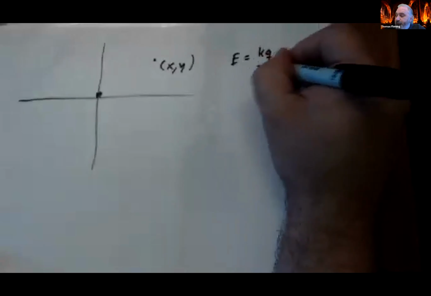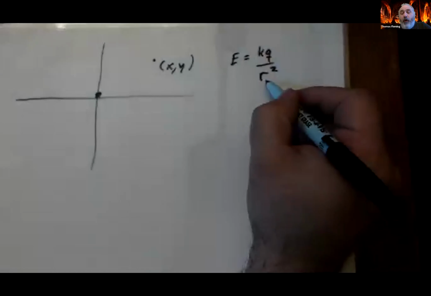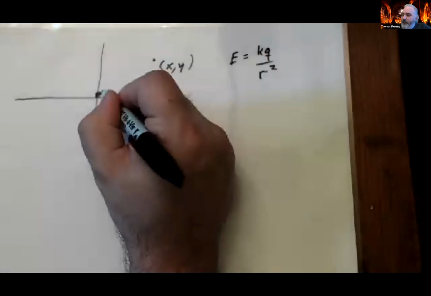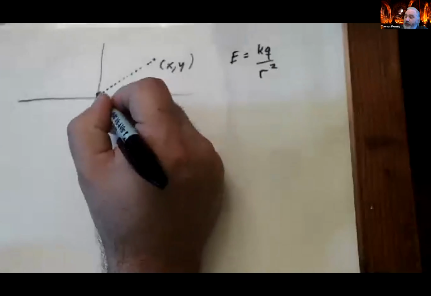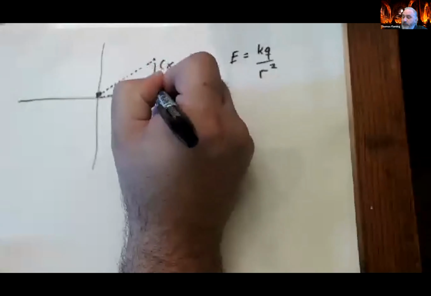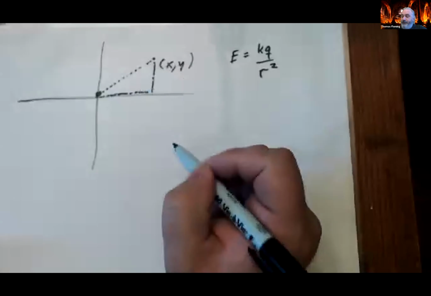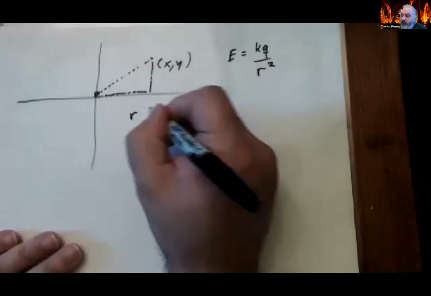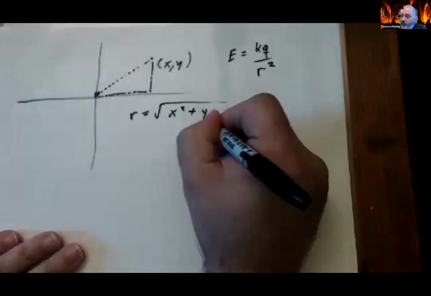even though we have a formula, it's not immediately obvious what I should use for R. Conceptually, R would be that distance right there. But how would I know what R is? Well, if I know the x coordinate, that means I know this distance. If I know the y coordinate, it means I know this distance. And so in order to find R, I'd be looking for the hypotenuse of this little triangle. And, oh, that's easy. R would equal the square root of x squared plus y squared.